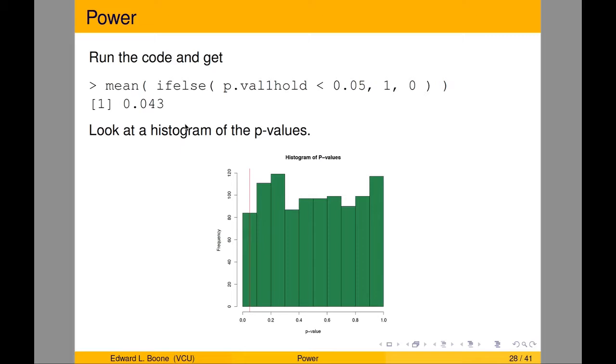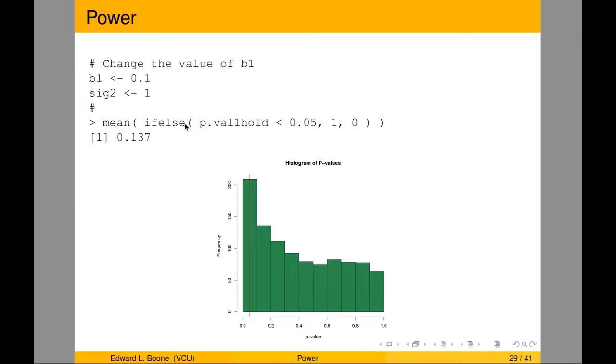Doing this 0.05 check, or whatever your significance level is, is really important because it lets you know if you're doing this right. Because if you get some weird answer, you're probably doing it wrong and you need to go back and debug. All right, so let's change things a little bit.